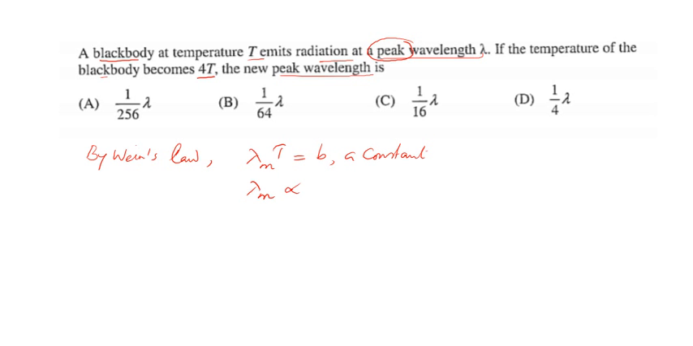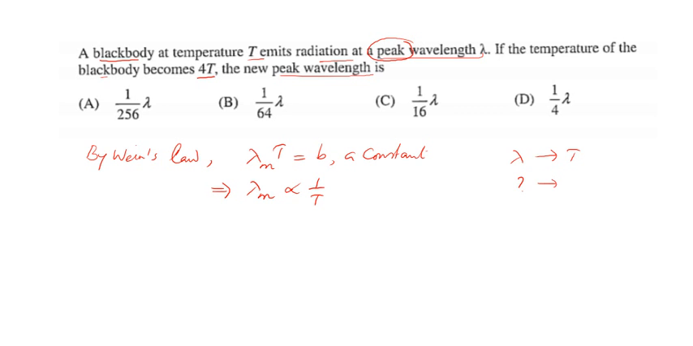So that is the conclusion. Therefore lambda m is inversely proportional to temperature. So what does it mean? Logically you can just answer. See, what is given here is that lambda corresponds to temperature T. So the question is, what will be the lambda corresponding to a temperature 4T?